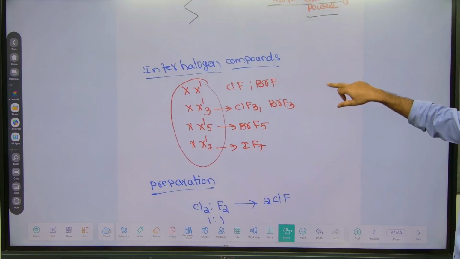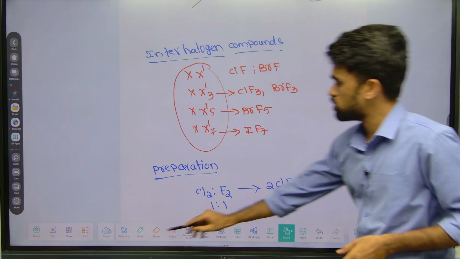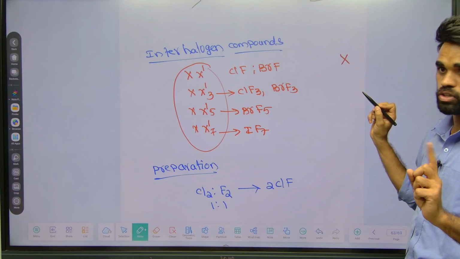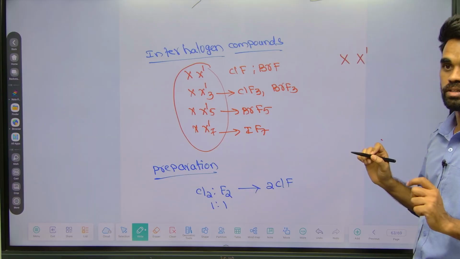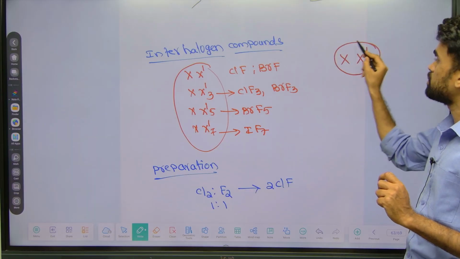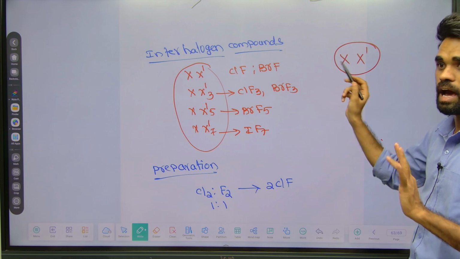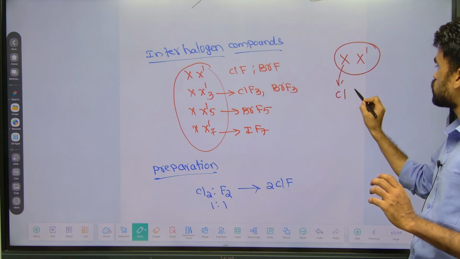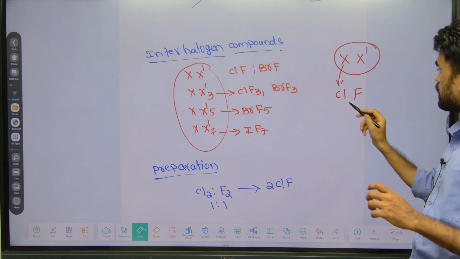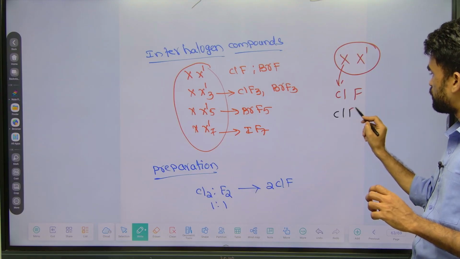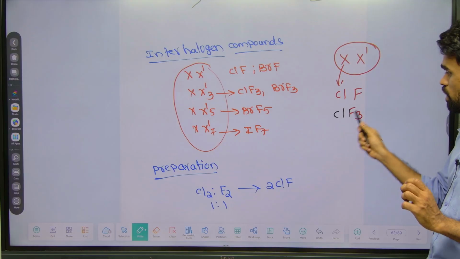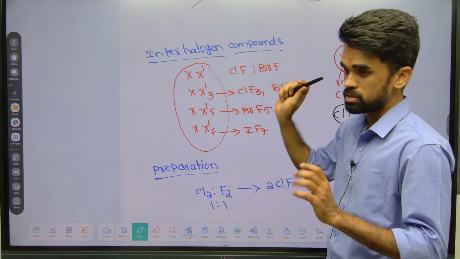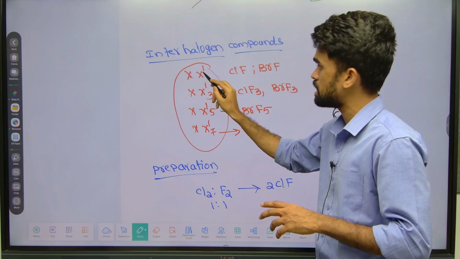Next one, interhalogen compounds. Interhalogen compounds means if X is one halogen, X dash is another halogen. The compound formed from these two is considered an interhalogen compound. For example, if X is chlorine, X dash can be fluorine. It can be ClF, ClF3, like this. These are examples of interhalogen compounds. So X is one halogen, X dash another halogen.